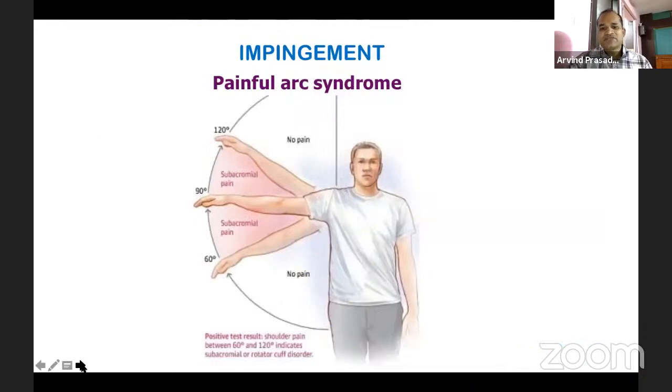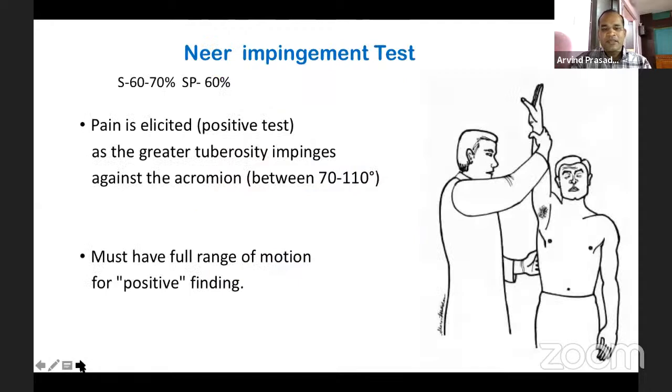Next are the tests for impingement syndrome. First is the painful arc syndrome, in which, during abduction of the shoulder joint, pain starts between 60 and 120 degrees. It means there is some pathology in the subacromial space or rotator cuff tendon. The next is the Neer impingement test, having sensitivity and specificity between 60 to 70%.